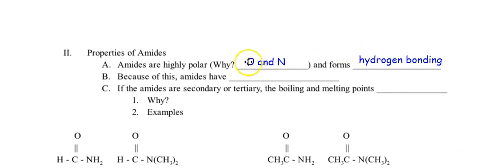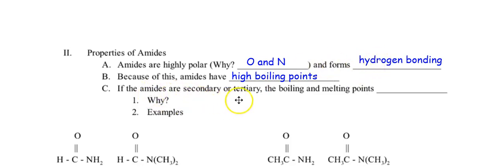Not because of the oxygen. There's no hydrogen. Look down here. There's no hydrogen on the oxygen, so this is not where hydrogen bonding occurs. It is right here where the nitrogen has the hydrogen attached to it. All right, so because of this, amides have what? High boiling points, all right? High melting points, high viscosity, higher density. We've talked about all those things, okay, because of the hydrogen bonding.